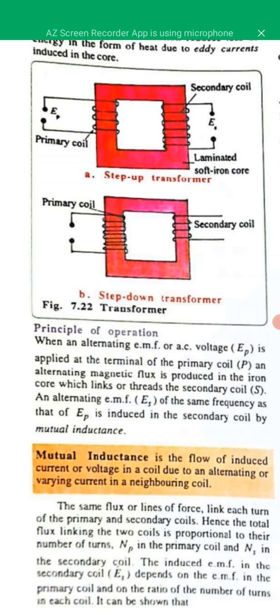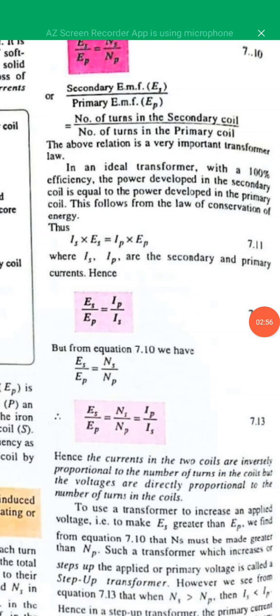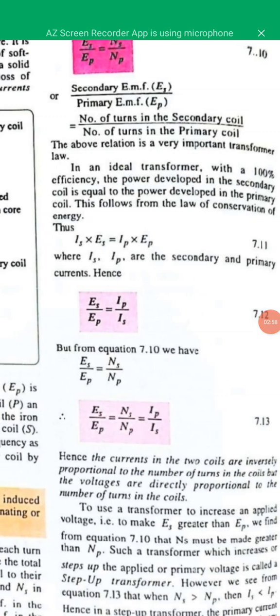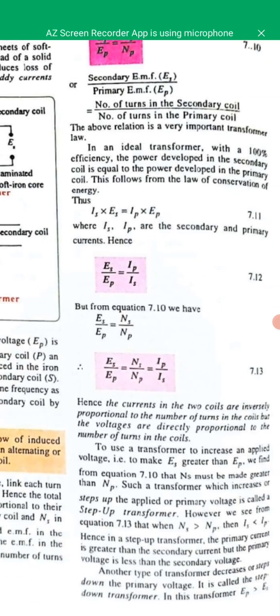Now, quickly, this brings us to the formula. It says the induced EMF in the secondary coil depends on the EMF in the primary coil. I've told us this before. No EMF will be induced in the secondary coil until it is first induced in the primary coil. Now, this brings us to the relationship between the ratio of turns in the secondary coil and the ratio of turns in the primary coil.